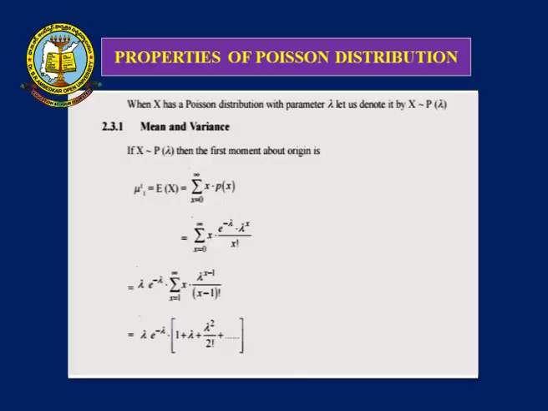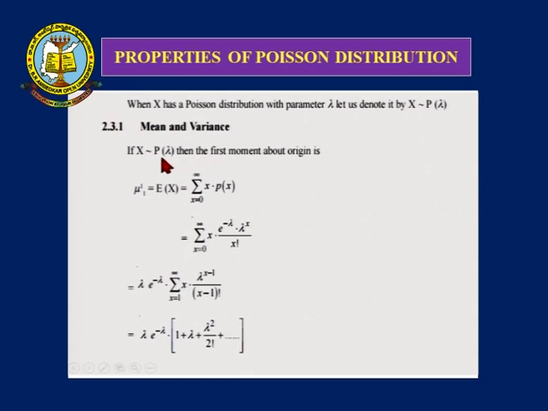Now, we are going to discuss properties of Poisson distribution. When X has a Poisson distribution with parameter lambda, we denote it by X follows P(lambda). Lambda is a parameter. So, the mean and variance of Poisson distribution: how to find the mean and variance? By making use of the probability mass function of Poisson distribution.